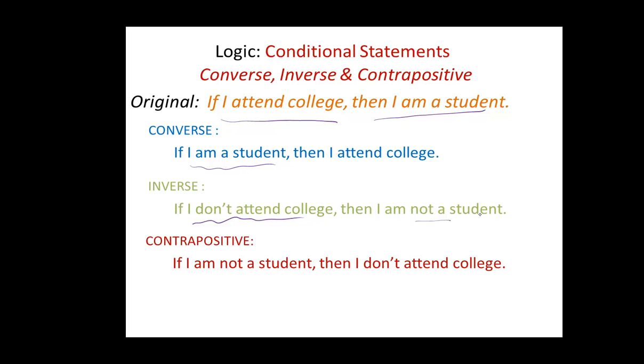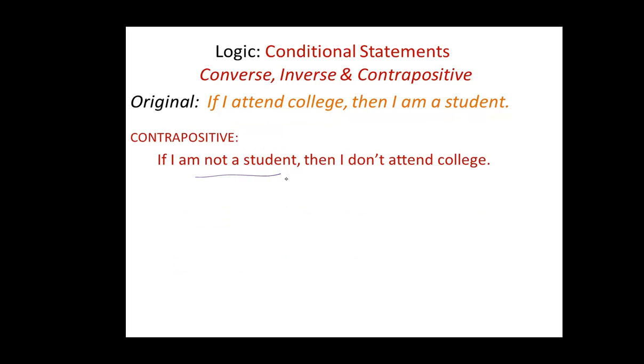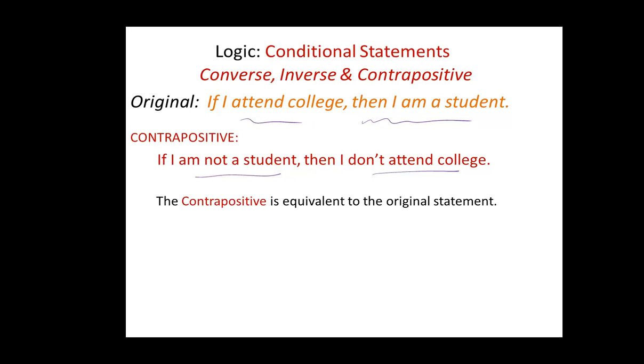Let's look at the contrapositive. If I am not a student, I don't attend college. In other words, if the conclusion doesn't happen, then the premise didn't happen. That is the one equivalent to the original statement. I just did it by thinking about it, but we can prove it with a truth table.